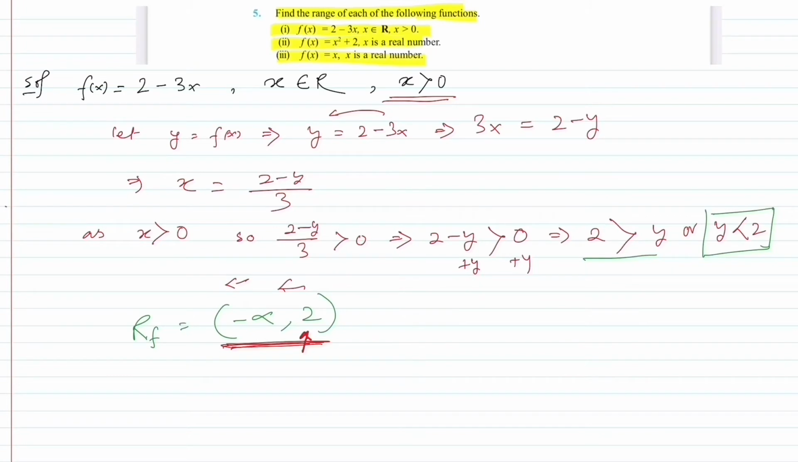So here 2 is not included because y is less than 2, not less than or equal to 2. It is less than 2. That's why here also it is an open interval. It is completely open from both sides.